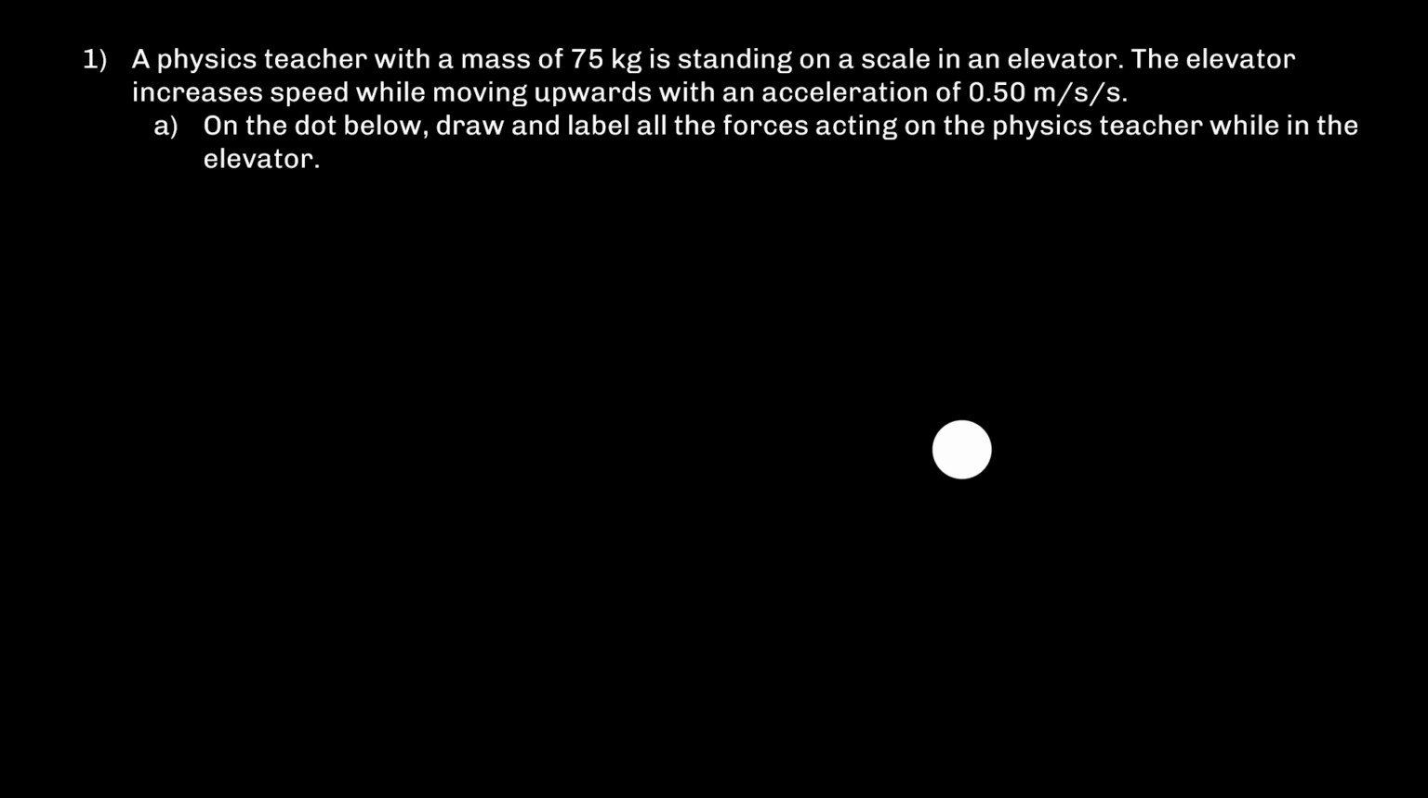On the dot below, we're going to draw and label all the forces acting on the physics teacher while in the elevator. This is our free body diagram. So again, with any free body diagram, we're going to first assume that we are on Earth unless otherwise stated.